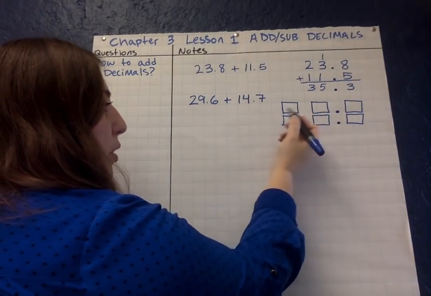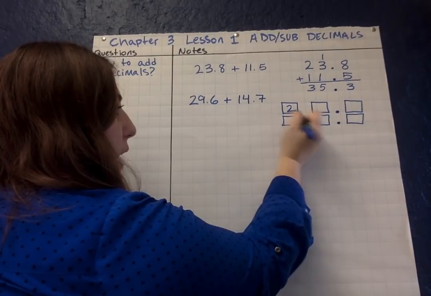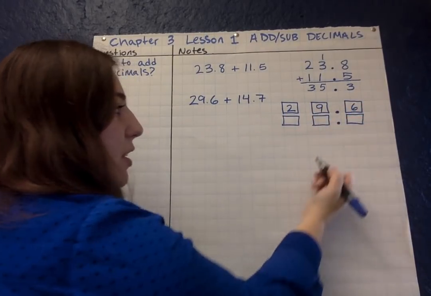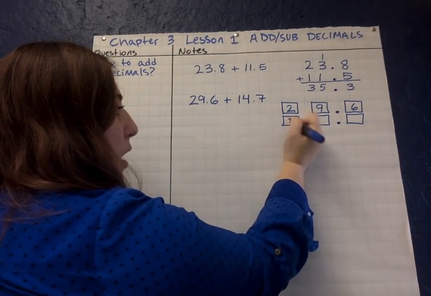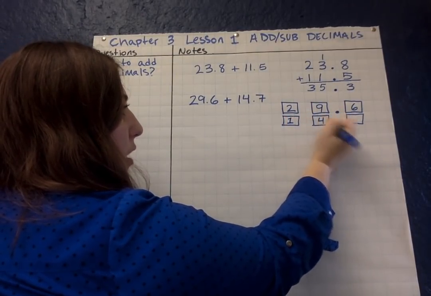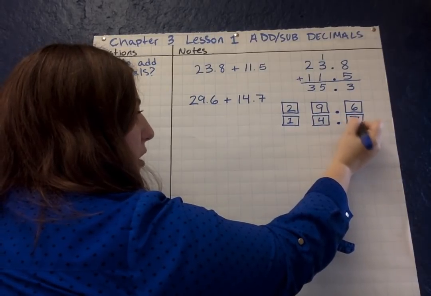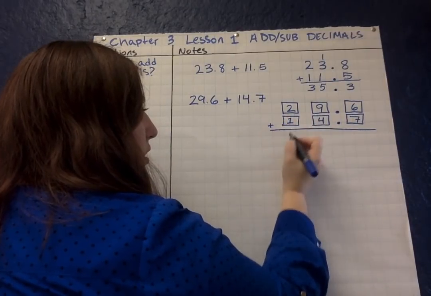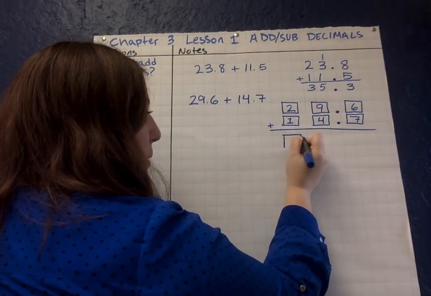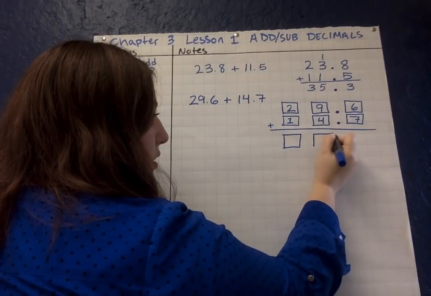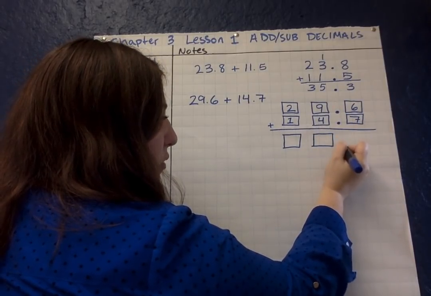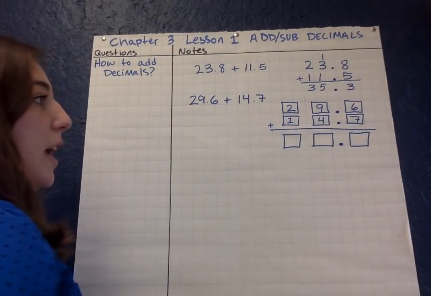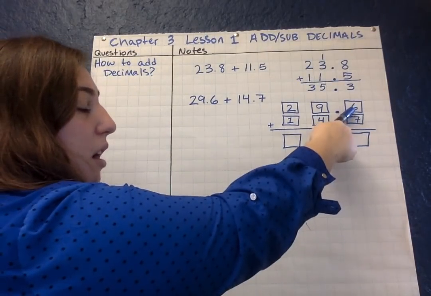So 29.6, I'm going to put the 2 in the first box, and then the 9, and then my 6 will go after the decimal. Here I'm going to put my 1, my 4, and then the 7 will go after the decimal. Okay? And then I'm just going to add, just like I did in the previous one. I'm going to add my boxes. My decimal will go straight down. Okay, and so I'm going to add going down, and I'm going to start on this side.